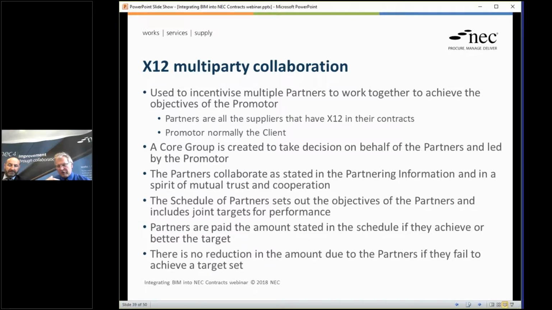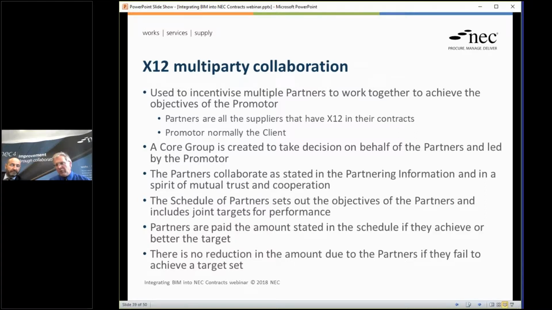The client is a detail, but the top of that tree is the promoter, but it's normally the same person as the client. And the functions of X12: firstly, you have a core group, which is a routine discussion between the big cheeses of the various partners. They collaborate as stated in the partnering information, which I've mentioned a few times in this chat today. So this is a standalone document, and as we'll see, it becomes part of everybody's contract. Within the partnering information, we might have rules and requirements to do with the BIM issues, as we've talked about. Within X12 also, we have a schedule of partners. Most importantly, it sets out joint targets for performance.